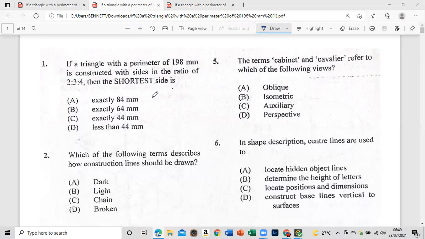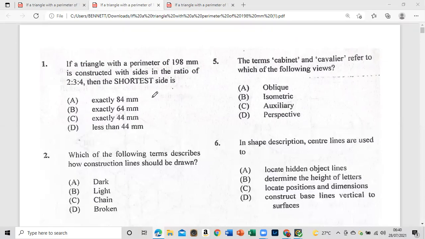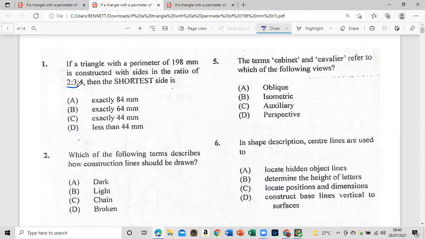All right, let's get to it, guys. This looks like maths for the first one. A triangle with a perimeter of 198 millimeters is constructed with the sides in the ratio 2 to 3 to 4. Then the shortest side is... we know our ratio, right? We add these: 2 plus 3 is 5, plus 4 is 9. So it's 2 out of 9 times 198, and that works out to exactly 44.